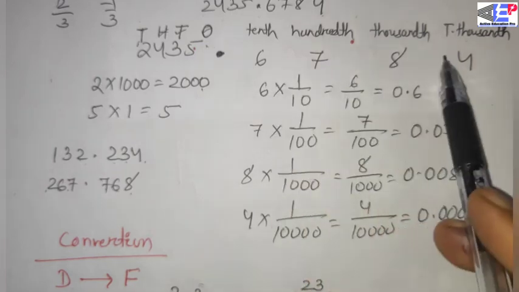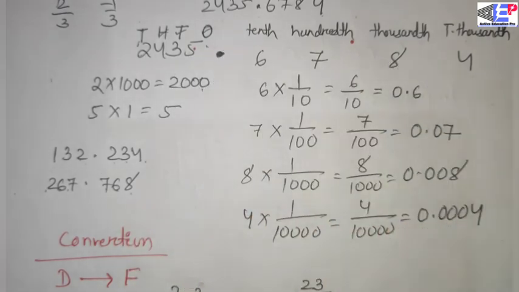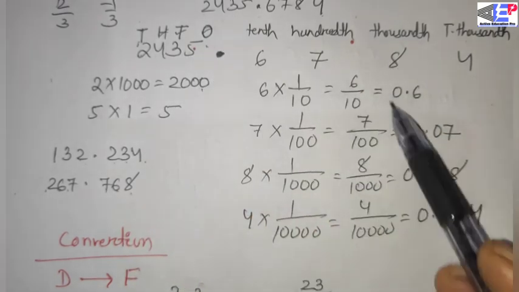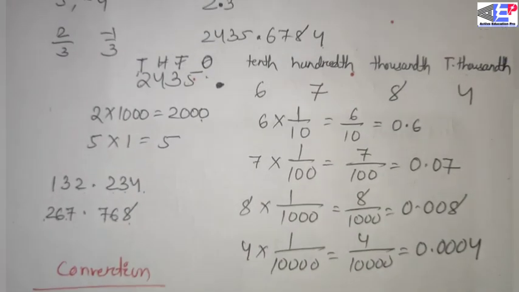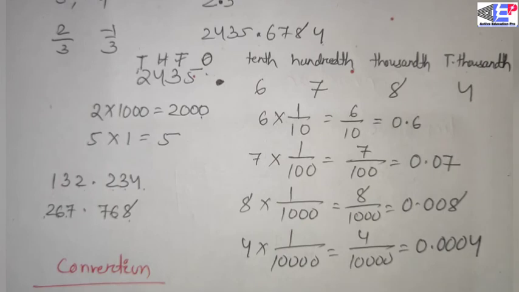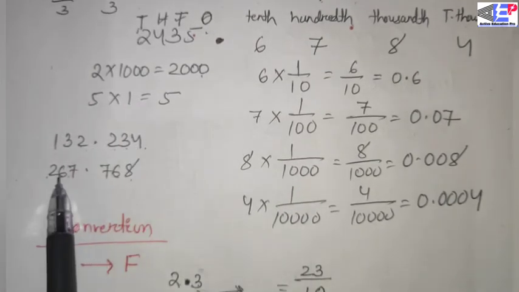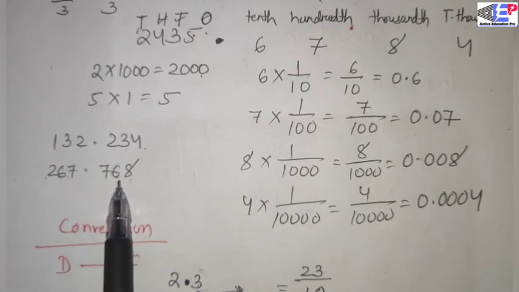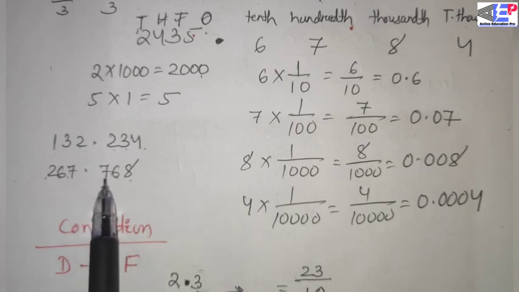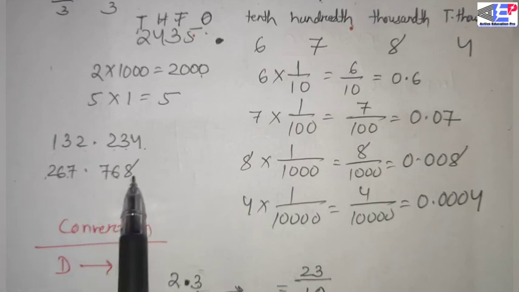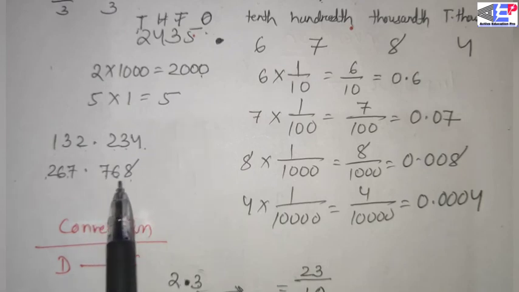This is the number 2435.6784, and here I write the place values of this number. And also we should know how to read the name of a decimal number. This is 132.234 and 267.768. After the decimal point, on the right side of the number, the digits are read one by one, one digit at a time. This is not 'seven hundred sixty-eight', it is 'seven six eight'.